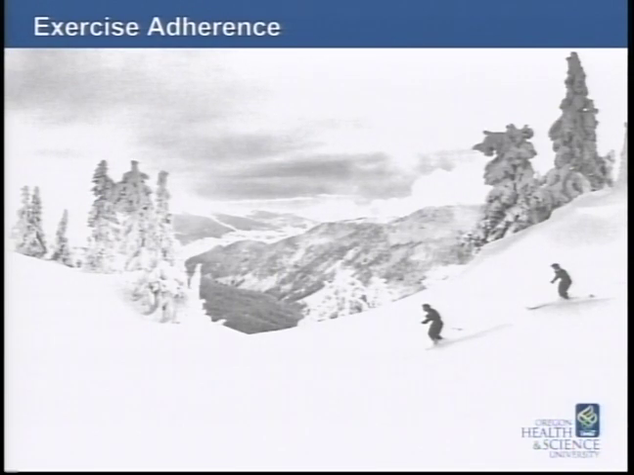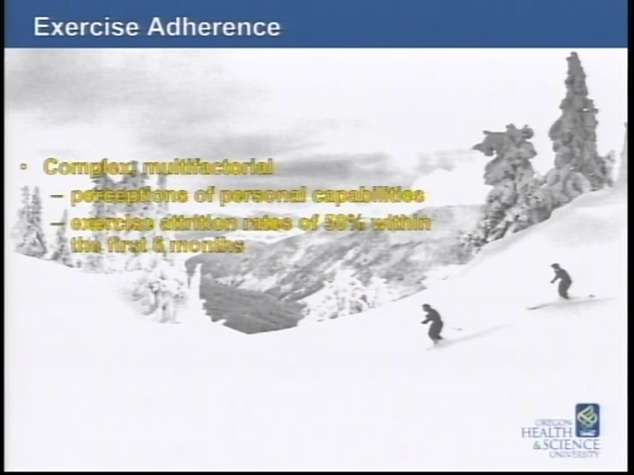So it gets to a tough question we have if we're advocating exercise for any problem. How do we get patients to adhere to exercise programs? And we know this is a very complex problem. And part of it deals with perception of personal capabilities. And we know that when we get patients started with exercise, 50% stop within the first 6 months.